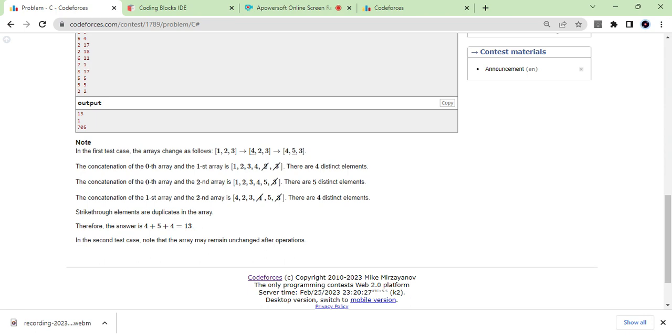First of all, you have m arrays, right? Each array will contain at max how many elements? N plus m. Like in this case, at max it can contain n plus m elements. But that's not obviously true, but yeah.